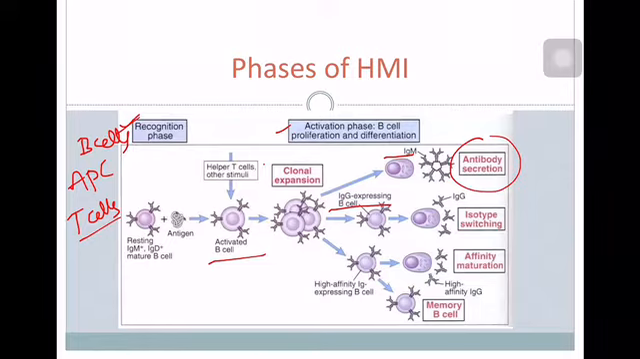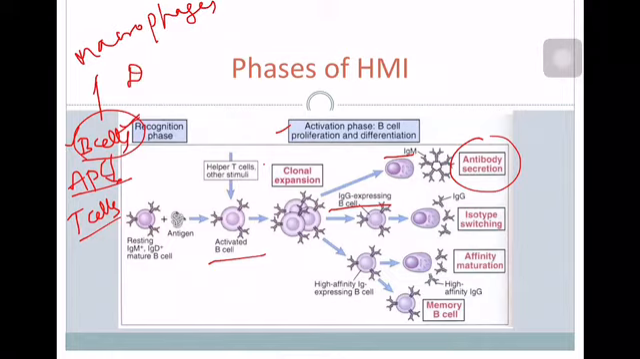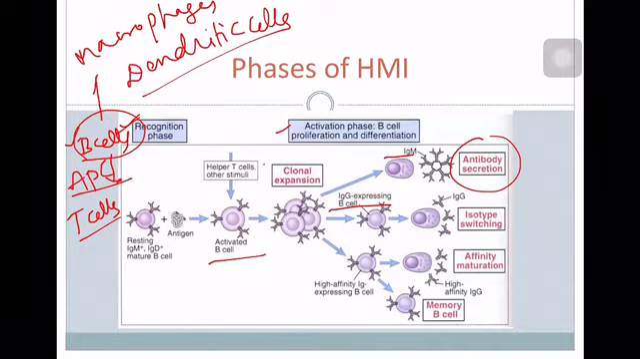B cells also have a function of antigen processing. What does antigen processing mean? Here the antigen is captured by the antigen presenting cells. The antigen presenting cells are macrophages, B cells and dendritic cells. The other way of activation of B cells is the processing of antigens by the antigen presenting cells and their presentation in association with MHC molecules to the T cells.